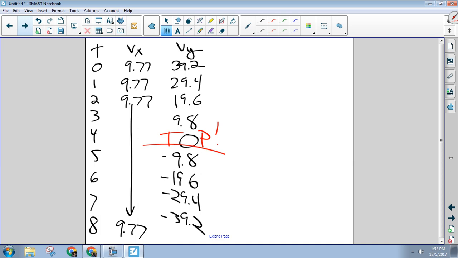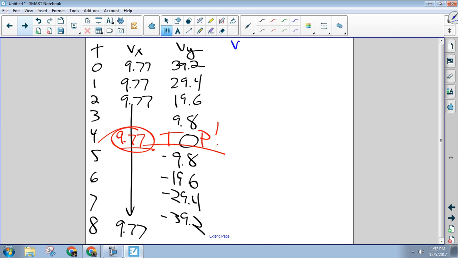Cool? Trick question. Well, not trick question, but commonly missed question. What's the velocity at the top? Good. Vertically, the velocity at the top is 0, but it's still moving horizontally at 9.77. Right? If you picture firing an arrow, when the arrow gets to the top of the path, isn't it still moving this way? At, in this case, 9.77 meters a second. Okay? So that's what this next column is.